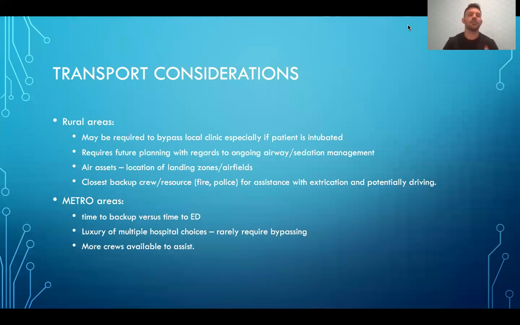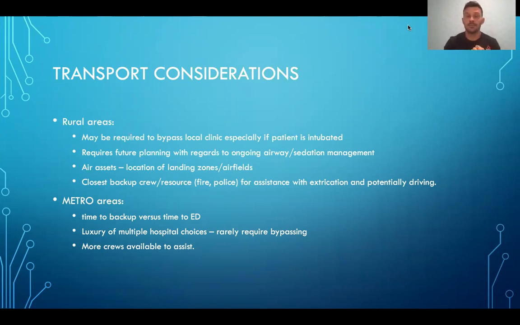Transport considerations. So the rural areas are the main ones that actually have to think about this. They can be hundreds of kilometers or hours away from the closest large hospital. So they're going to have to bypass a local clinic, especially if they have had to intubate the patient. So they're going to have to look at future planning.